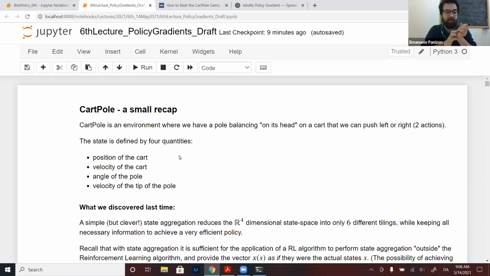The state is defined by the four physical quantities of position and velocity of the cart, angle of the pole, and the velocity of the tip of the pole. And with these four quantities defining the state, we should be able to find a policy of left and right, which allows us to more or less indefinitely stabilize the pole.